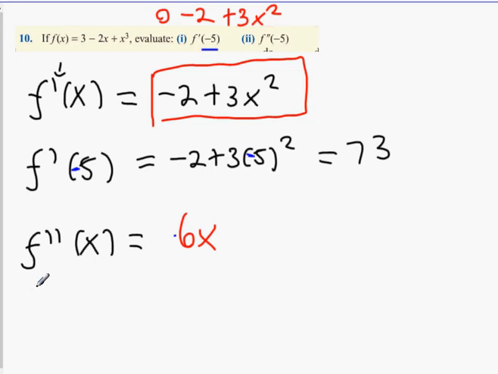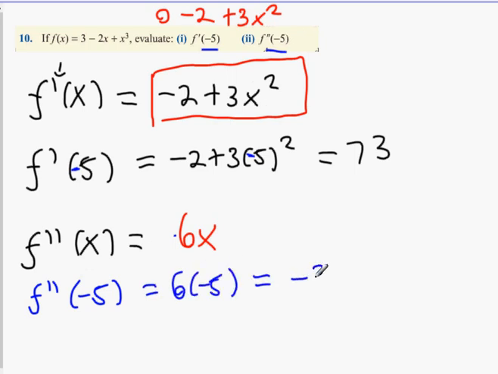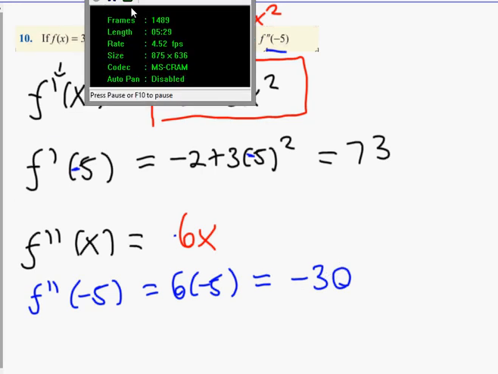Then once I've done that, we're asked for the minus 5, so we have to replace x with minus 5. And when we do that, we're going to get minus 30. You guys alright with that? Okay.